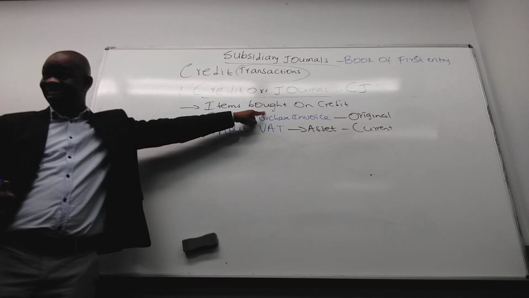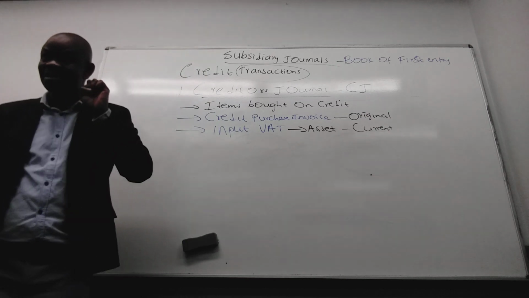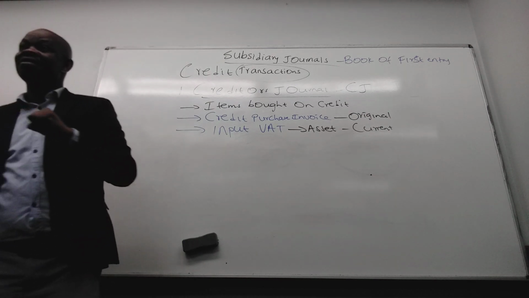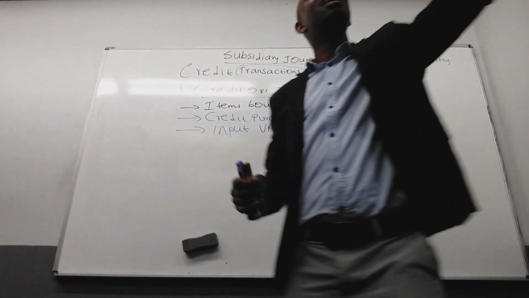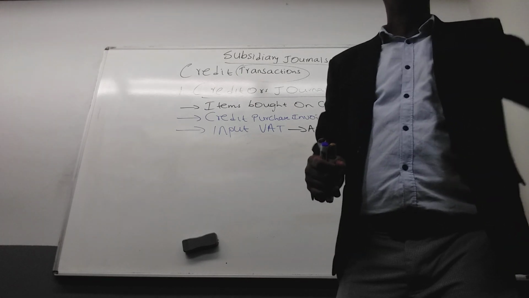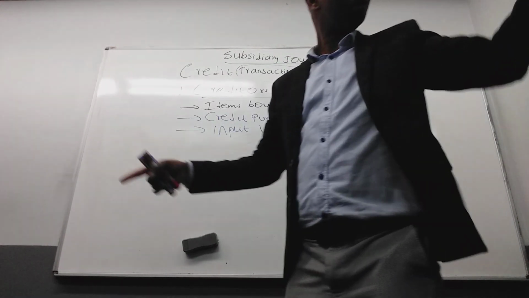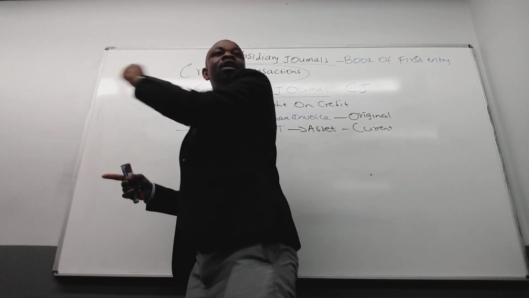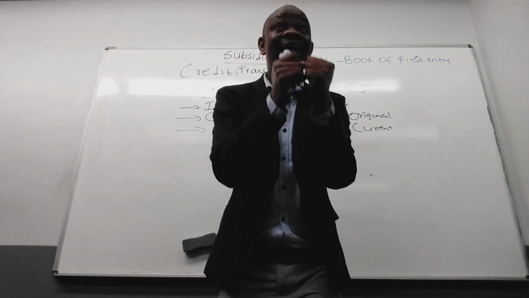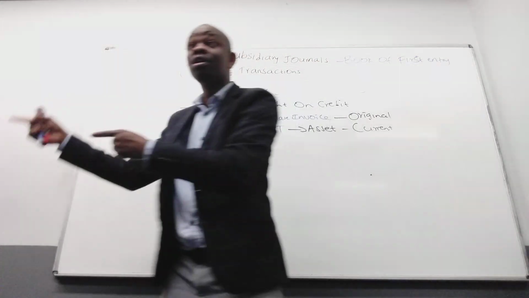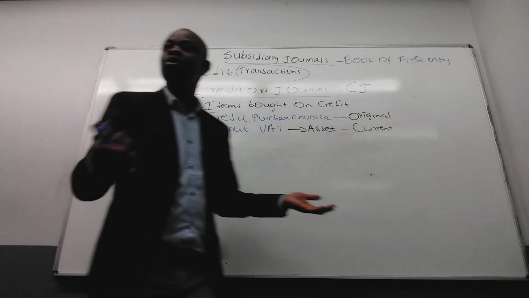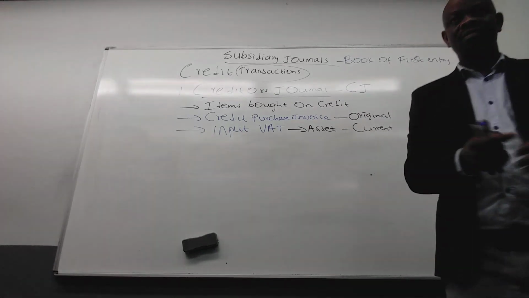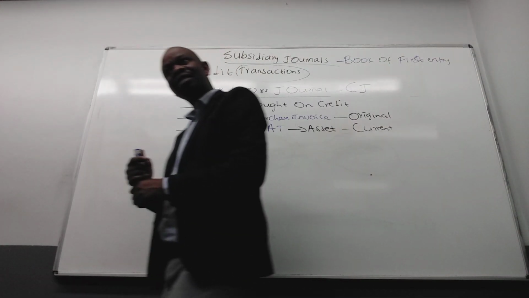When we buy, they charge us input, and it's claimable. But when we sell, we charge customers what? It's payable to? That money doesn't belong to the business. It's going to go to? That's why we say a business has got money that does not belong to it. It belongs to? That's why we say it's a liability, because we owe SARS. Does that make sense? Yes.